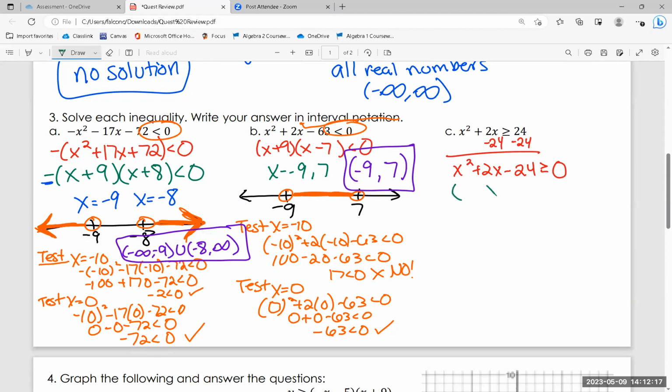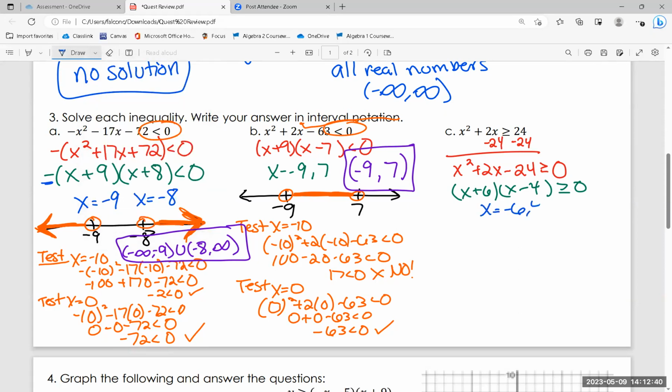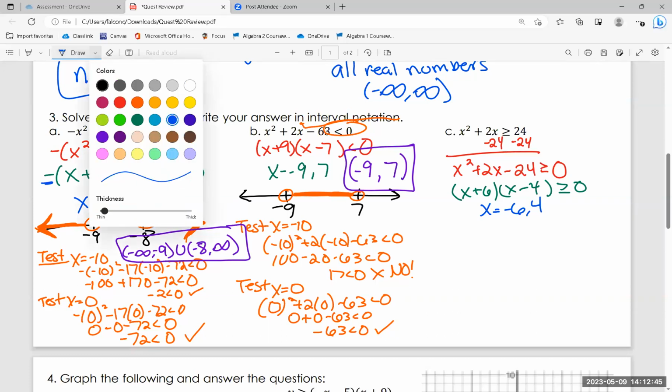So we want to think of two numbers that multiply to be -24 and add to be +2. One will be positive, one will be negative because we're multiplying to get a negative. So I'm thinking probably 6 and 4, +6, -4. That wouldn't work, so we want -6 and +4, opposite signs. That's going to be our answers.